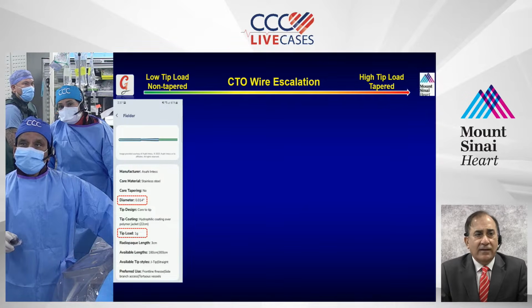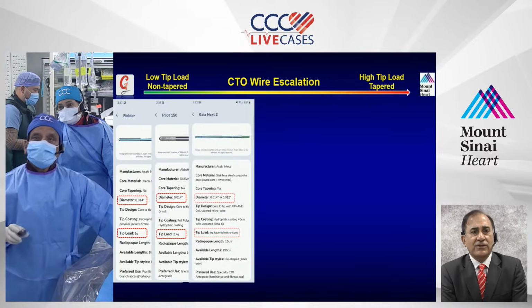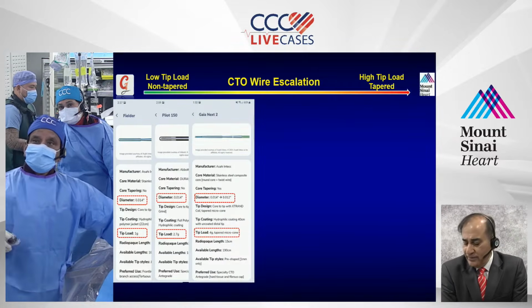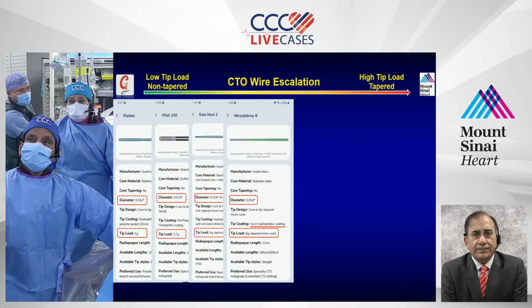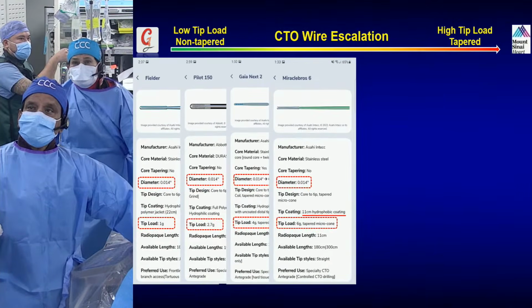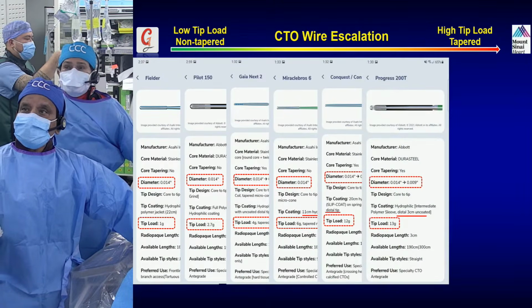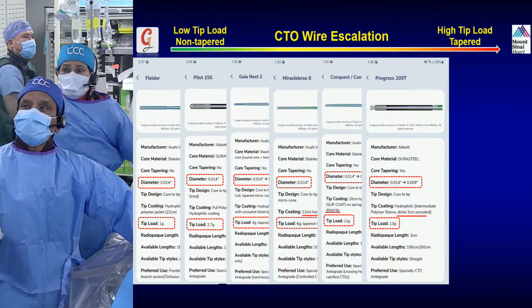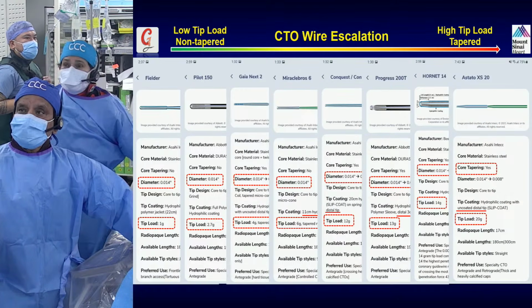And is that the strategy today? Would you be going exactly down this route as you do this case today? Yeah. So you can see all the wires that are there. Let's go to the next. We just went through this, which is just telling you the tip load of each wire. Excellent. Tapered, not tapered, and tip load. This way you will see it in the wire library.